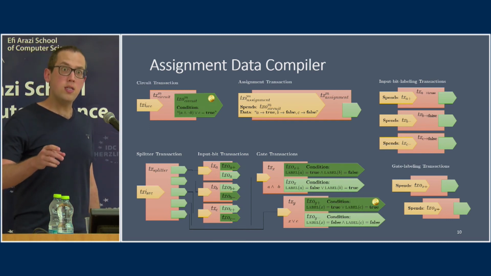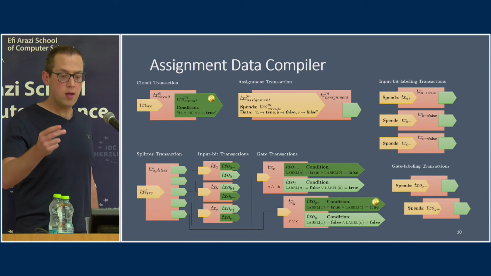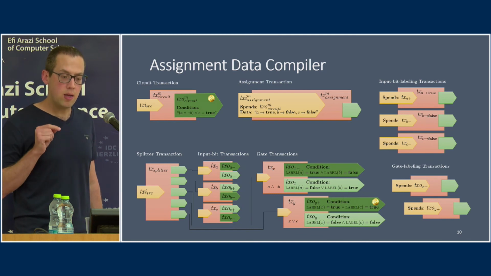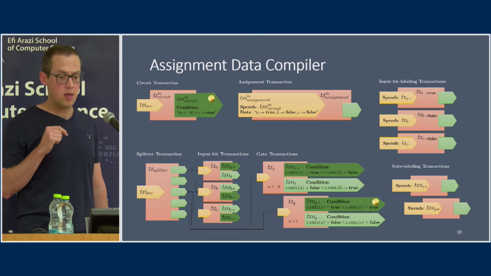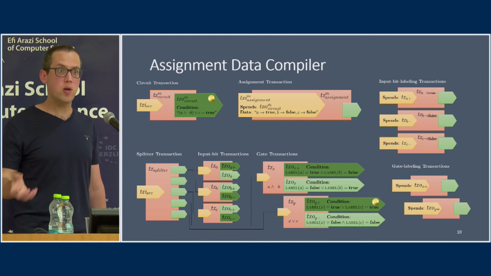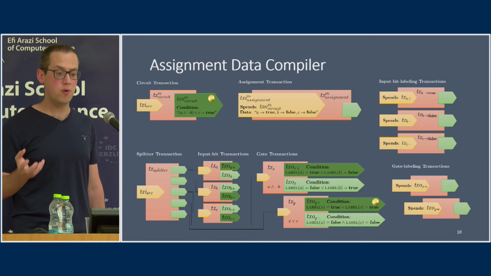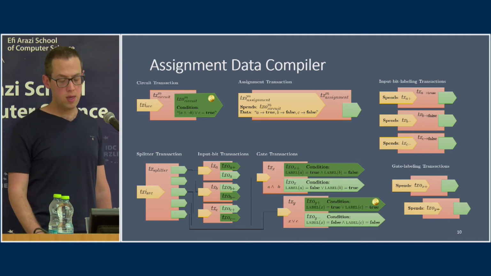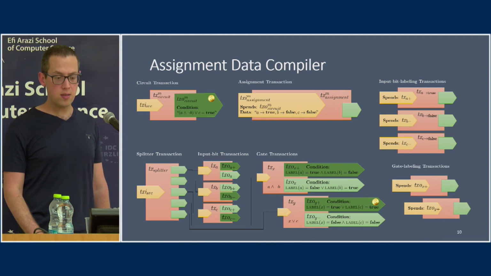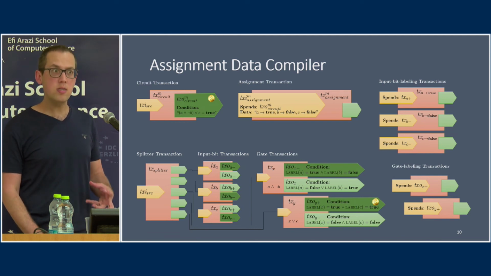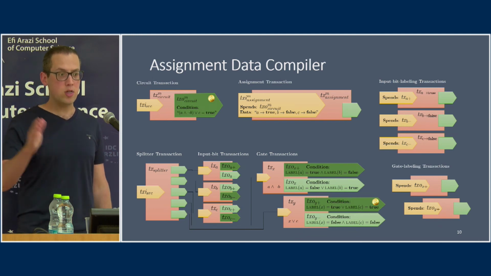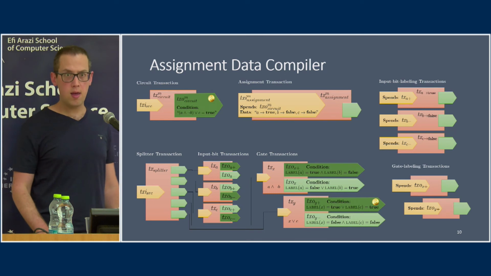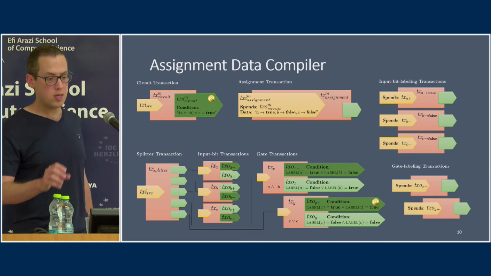From these, there are two things to note here. From the input bit labeling transactions, we can learn the assignment that satisfies the circuit. This is the first thing. This is how we extract the assignment from the transactions, from the fragments. The second, and this is essentially how a decompiler would take the transactions on the right-hand side and output the assignment transaction.